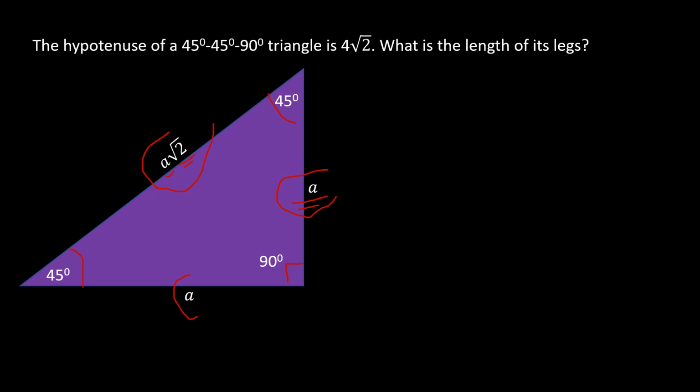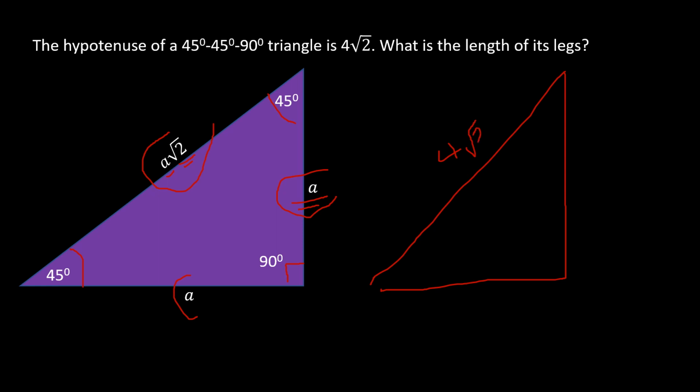So therefore, in a 45, 45, 90 triangle that has a hypotenuse of 4 square root of 2, since square root of 2 is the factor that we multiply to the leg of this isosceles right triangle so that it becomes the hypotenuse, therefore it follows that 4 from here is the leg of the isosceles right triangle. So the length of its legs is 4.